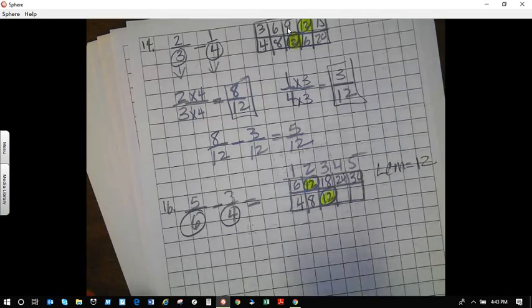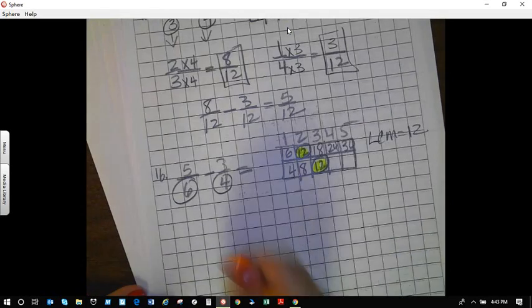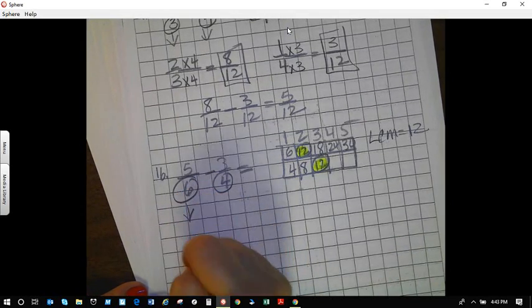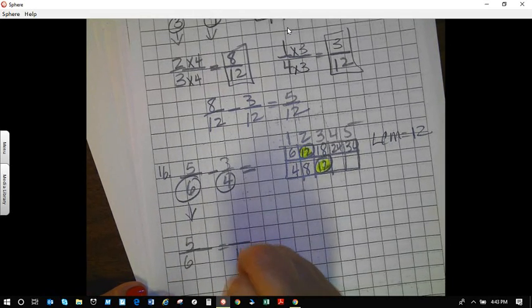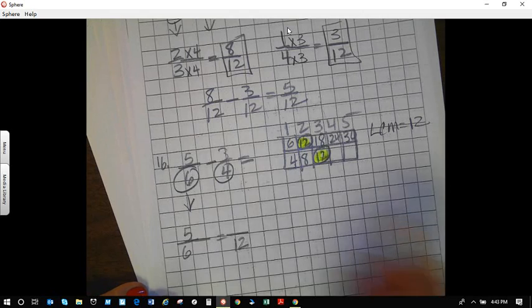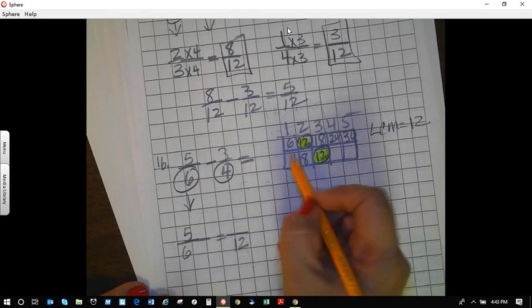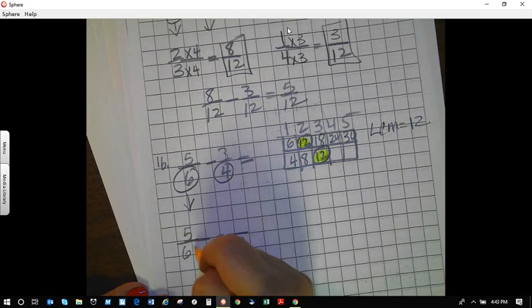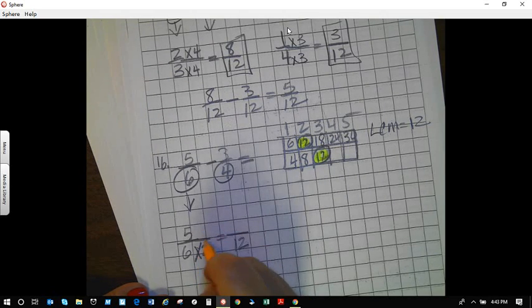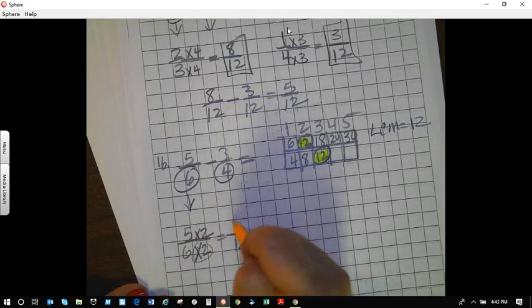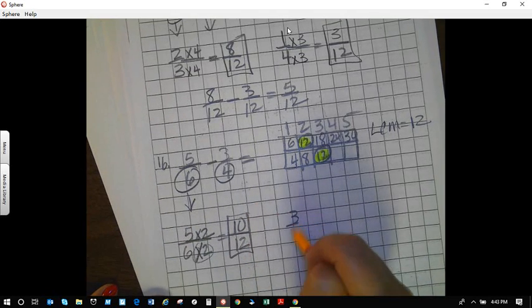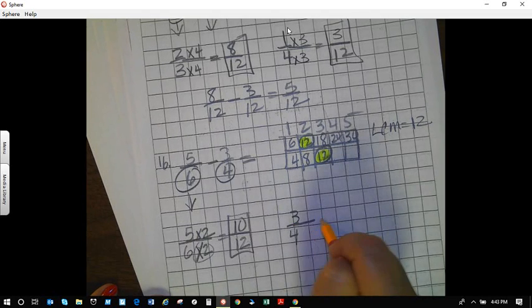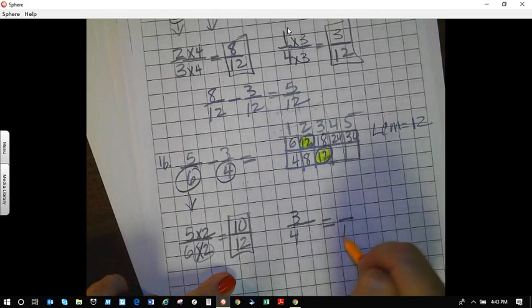And that's going to be my common denominator. So I need to change this one here. So 5/6 equals my new denominator, which is 12. How did I get from 6 to 12? I had to multiply it by 2. Whatever I do to the bottom, I've got to do to the top. So 5 times 2 is 10. That's my new fraction. 3/4, extend my fraction bar, equals, my new denominator is 12.